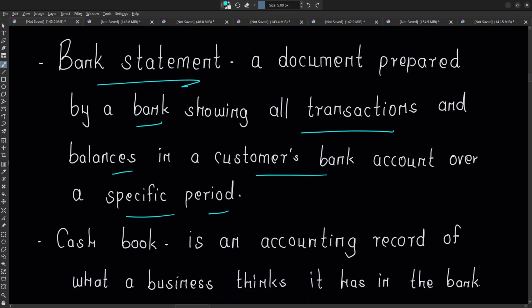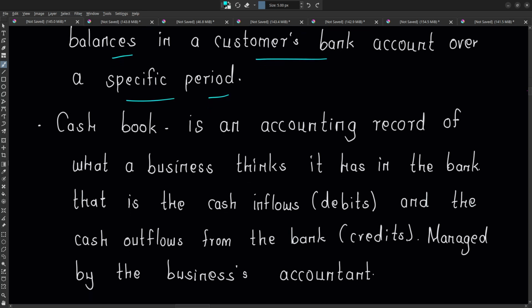Then the other thing is a cash book. A cash book is an accounting record of what a business thinks it has in the bank. That is the cash inflows and the cash outflows. The cash inflows are the debits and the cash outflows are the credits from the bank. This is managed by the business accountant, so as a business, this is an internal document that you prepare yourselves.